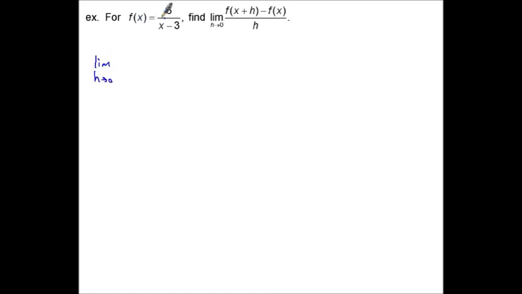Okay, again, f of x is this guy, so if I'm doing x plus h, it becomes 6 over, there's an x, so I put x plus h instead, and I've still got the minus 3. Now again, this is part of my numerator, which is going to get a little messy, but here it is. Now minus the original f of x, which is 6 over x minus 3.